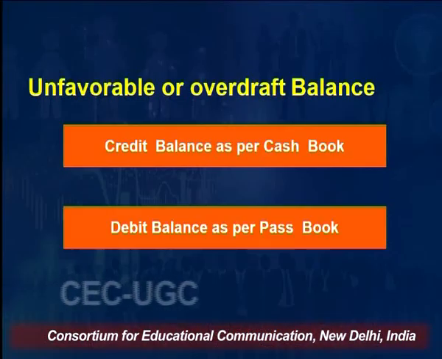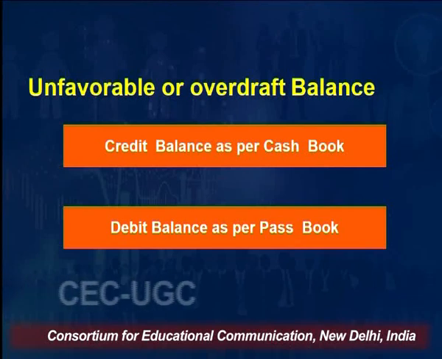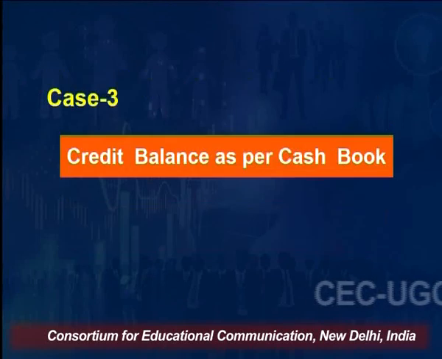So in this lecture we are going to cover these two cases, case 3, credit balance as per cash book, and case 4, debit balance as per passbook, and we have to prepare a bank reconciliation statement with either of these two balances. Case 3 is credit balance as per cash book. This is the negative balance, or overdraft balance. Overdraft means whenever we withdraw more than whatever is deposited in our account. So if it is given in the question that there is a credit balance as per cash book, you have to keep in mind that it is a negative balance.